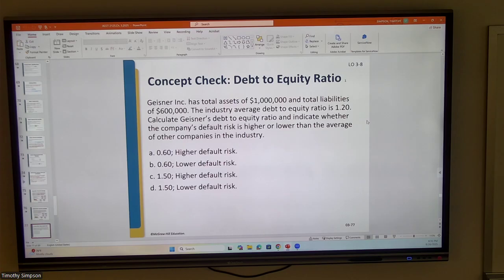Okay, quick quiz here. Geisner Inc. has total assets of $1 million, total liabilities of $600,000. The industry average debt to equity is 1.2. Calculate their debt to equity ratio and indicate whether the company's default risk is higher or lower.